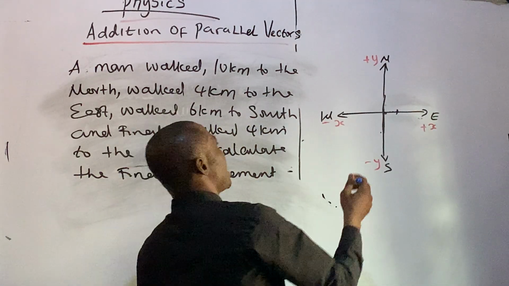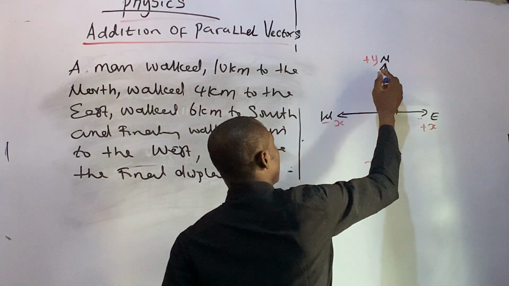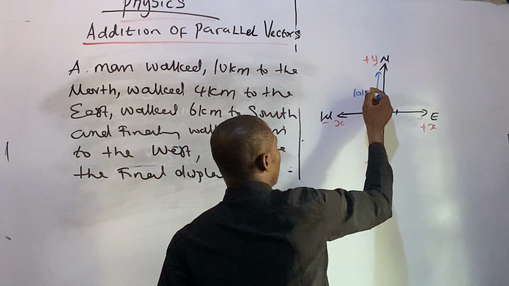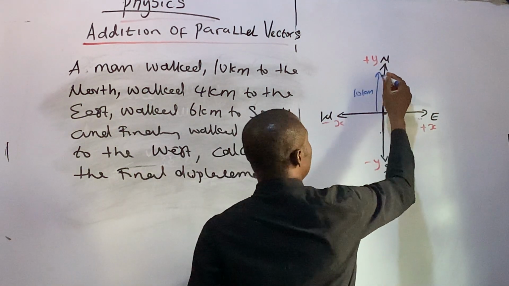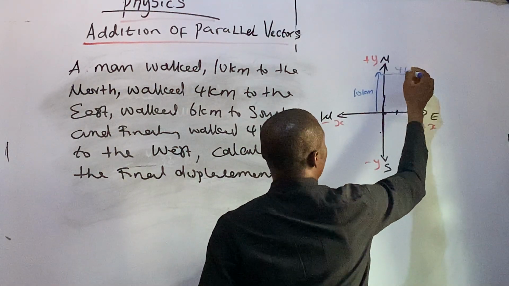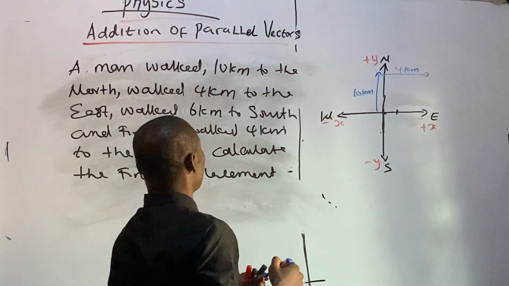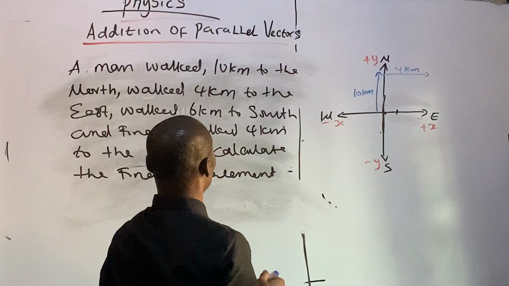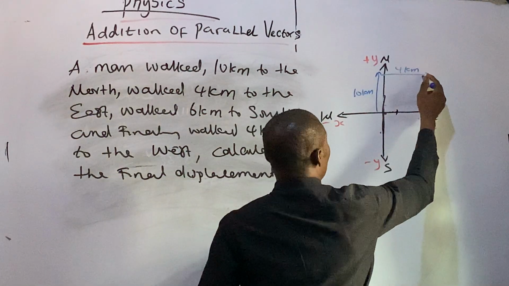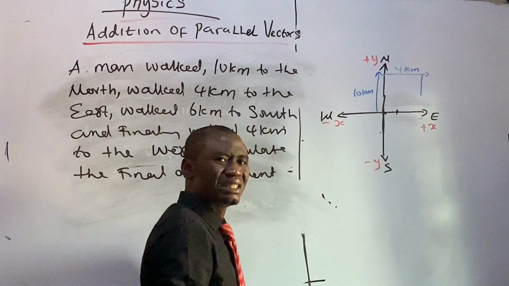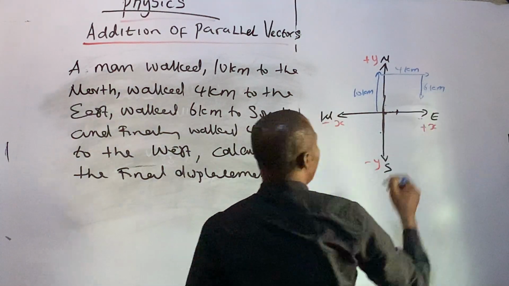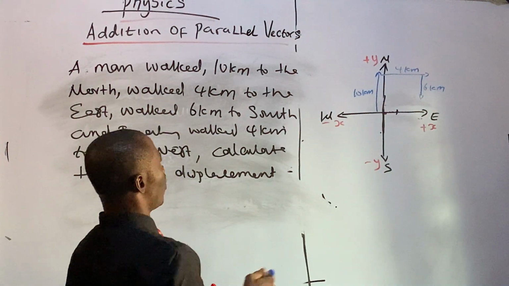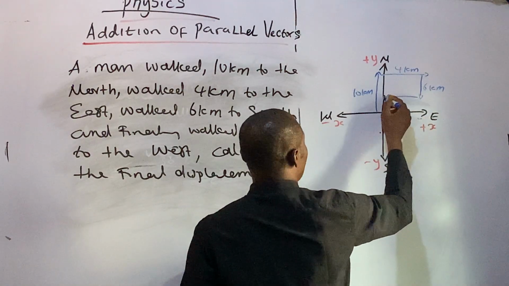The question says that he walked 10 kilometers to the north. So this is 10 kilometers. And then he walked 4 kilometers to the east. This is 4 kilometers. And then he walked 6 kilometers to the south. So 6 kilometers will be less than 10 kilometers. So this is 6 kilometers. And then he walked 4 kilometers to the west. So this is 4 kilometers.